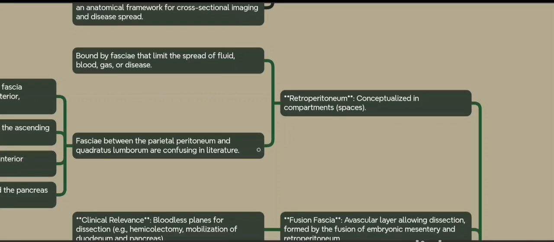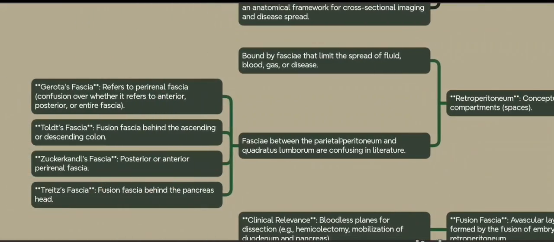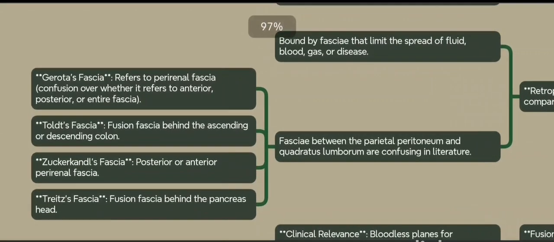The fascia between the parietal peritoneum and the quadratus lumborum are confusing in literature. That's what literature does, they confuse the medical students. What are those? There are main four ones. First one is Gerota's fascia. It refers to the perirenal fascia.